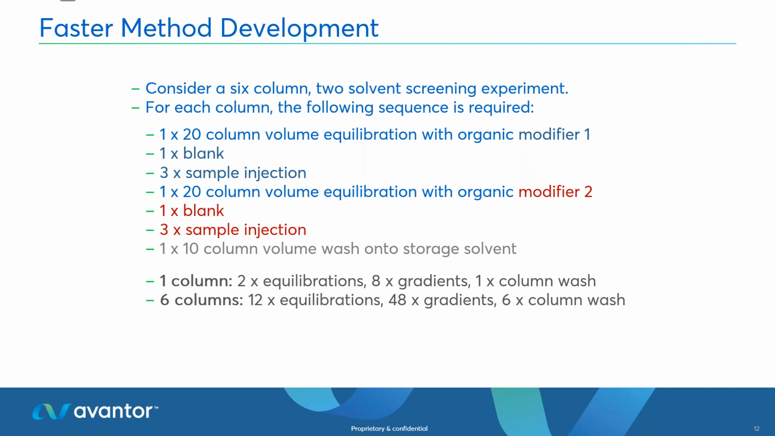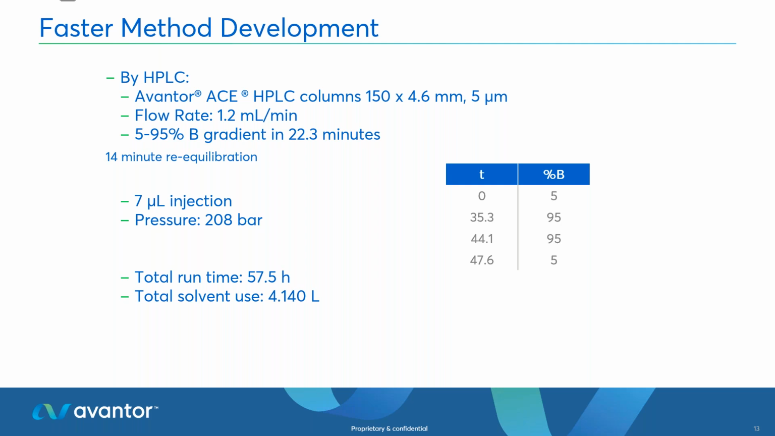If you're doing that with 6 columns, obviously it's 6 times that amount of runs. So the reason, I guess, we like moving to a smaller column dimension is if you're running this on a 150 by 4.6 mm, 5 micron, so standard HPLC dimension columns, using those kind of details that I specified in that K-star equation, the full run is 57.5 hours. So you can't run that overnight. That's going to take a couple of days. And it also uses 4 liters of solvent.